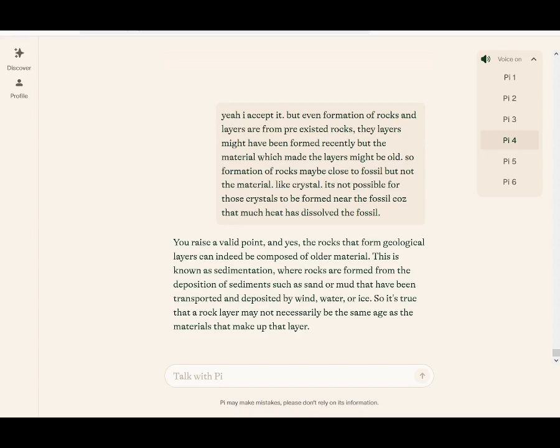You raise a valid point, and yes, the rocks that form geological layers can indeed be composed of older material. This is known as sedimentation, where rocks are formed from the deposition of sediments such as sand or mud that have been transported and deposited by wind, water, or ice. So it's true that a rock layer may not necessarily be the same age as the materials that make up that layer.